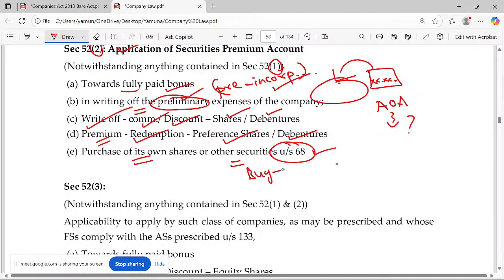Okay. They say something called buyback of shares. Actually, we should not mention buyback of shares here. It's purchasing of its own shares. Okay. For these purposes only, you can utilize this securities premium. Tell me whether you can utilize this amount for dividend. You should not get confused. Only for these 5 purposes. Is dividend mentioned here? No. Which means you cannot utilize it.